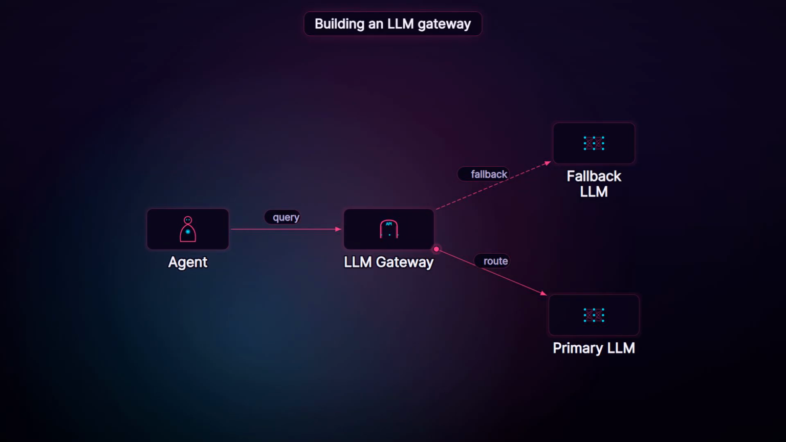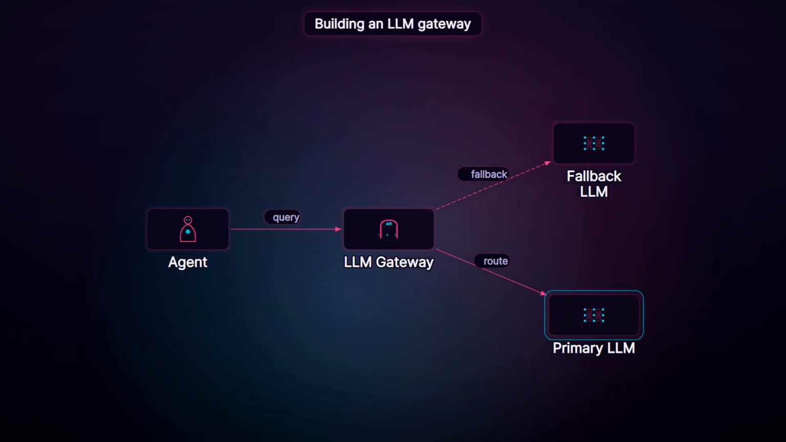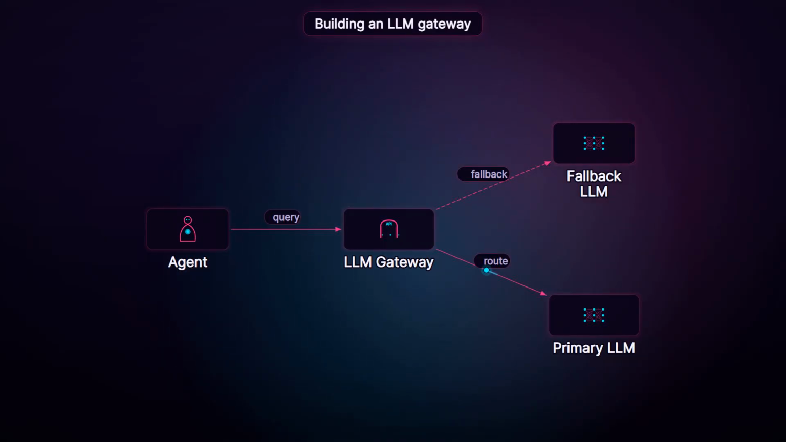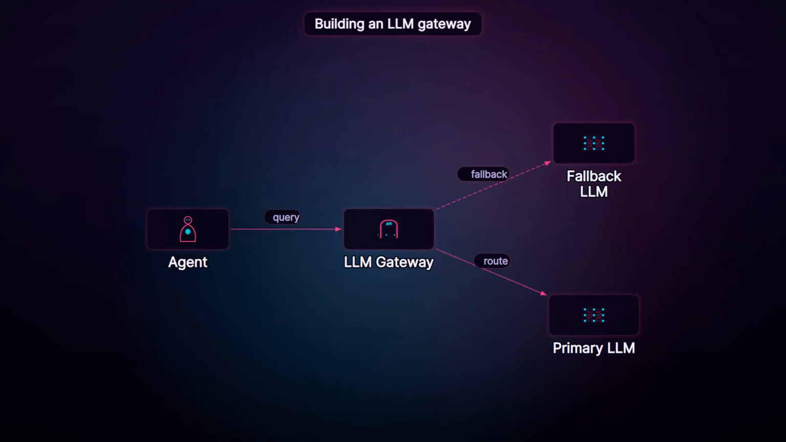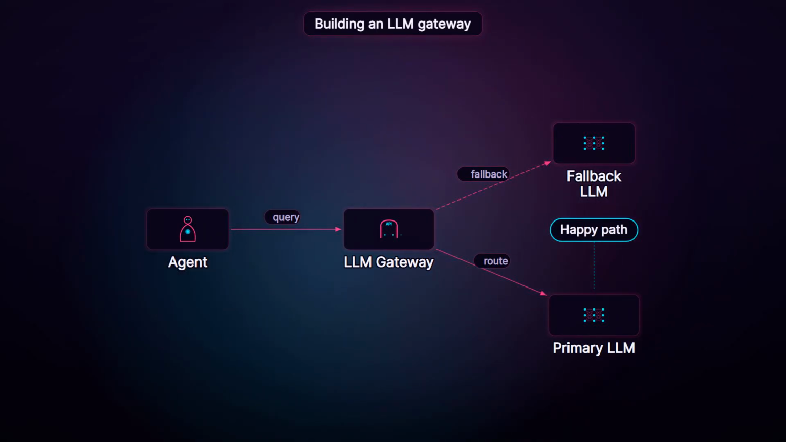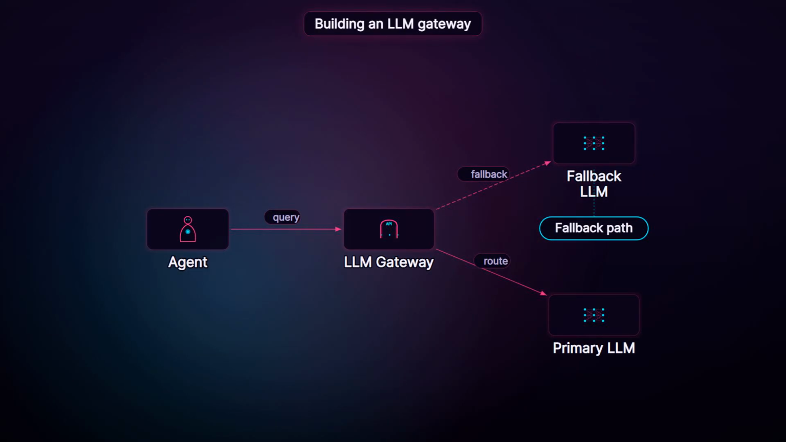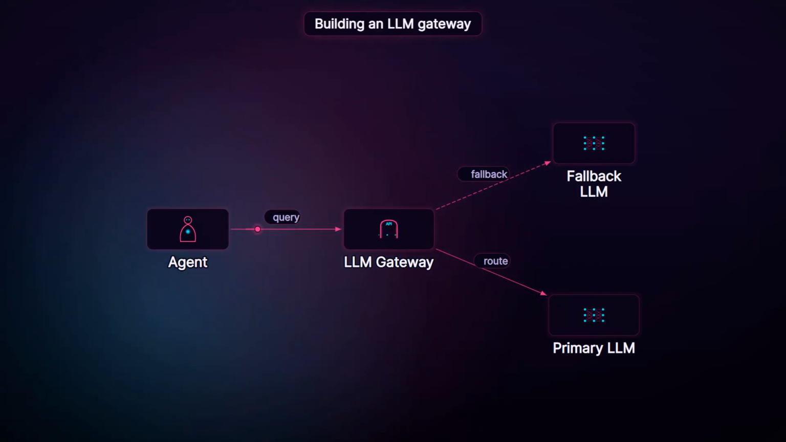In the happy path, the agent sends a query to the gateway, which routes to the primary LLM. But when a failure occurs, the gateway sees an error from the primary and automatically reroutes to the fallback LLM. Now let's see both paths highlighted. The happy path routes directly to primary, while the fallback path only activates on failure. This transparent failover means the agent never sees a disruption. The gateway chooses the best available LLM.